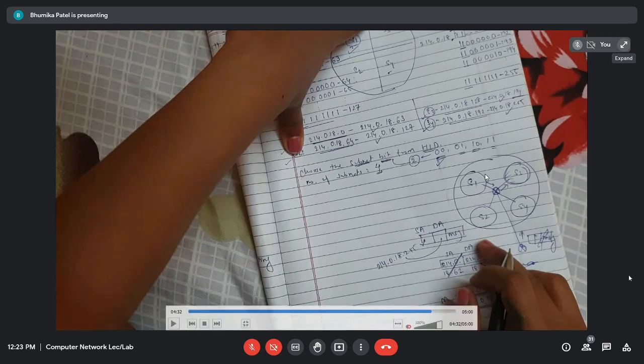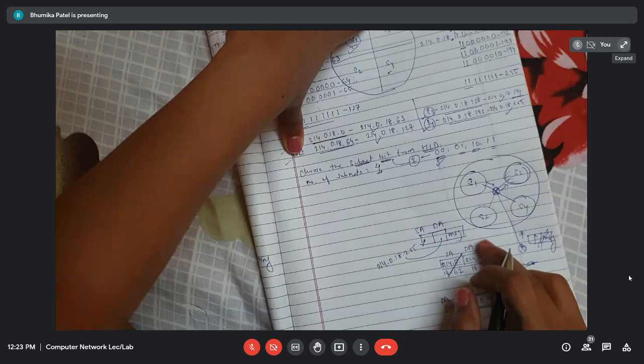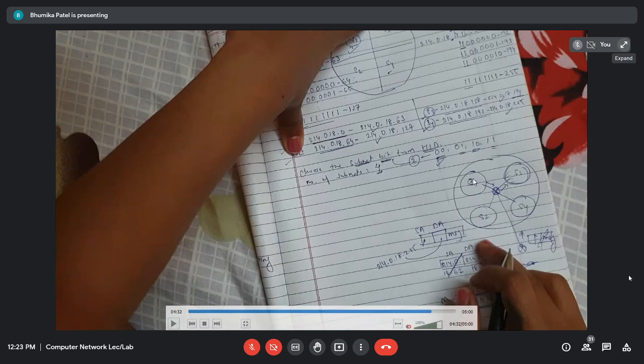They will not be connected. Subnet 1, subnet 3 and subnet 4 will remain connected. Okay, so that is the actual advantage of the subnetting.